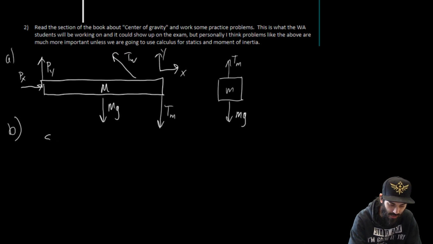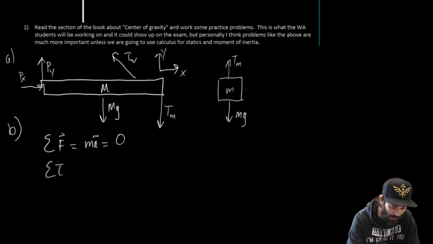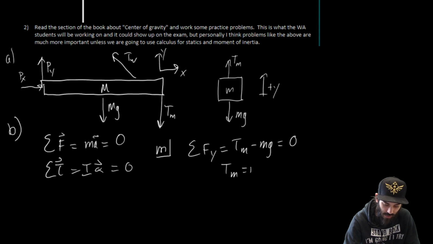For part B, we say the sum of the forces is equal to mass times acceleration in general, but because we're considering static equilibrium, nothing's going to accelerate, so this is equal to 0. We have something very similar when we say sum of torques: this is equal to I times alpha, which is also equal to 0. Let's first look at the simpler of the two, the mass m right here. I'm going to define the positive y direction like this, so that when I sum my forces in y, this is T sub m minus mg equals 0. This says that T sub m is equal to mg.